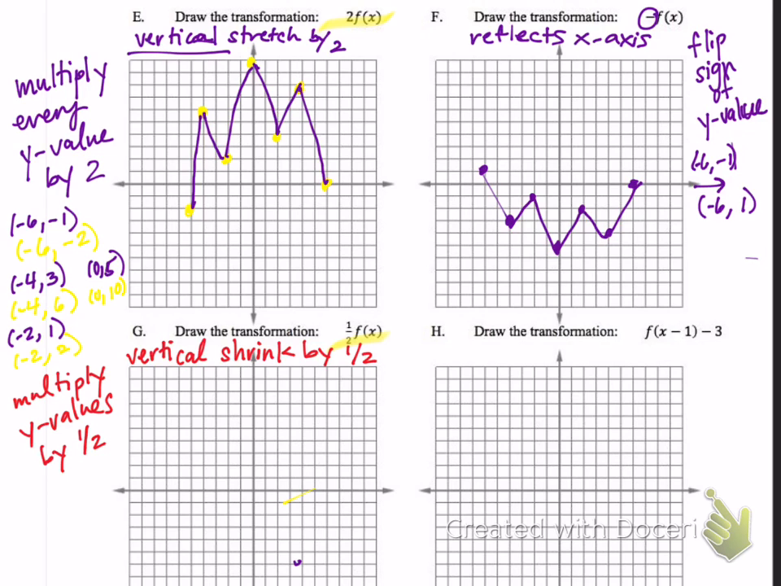Okay, I want you to try H on your own. It's going to have 2 transformations. But what is something that you notice? Are there any compressions or shrinks? No. Are there any reflections? No. So the picture is just going right or left and up or down. So you can take that first point, which is (-6, -1), and do the transformation to that point and then recreate the picture.